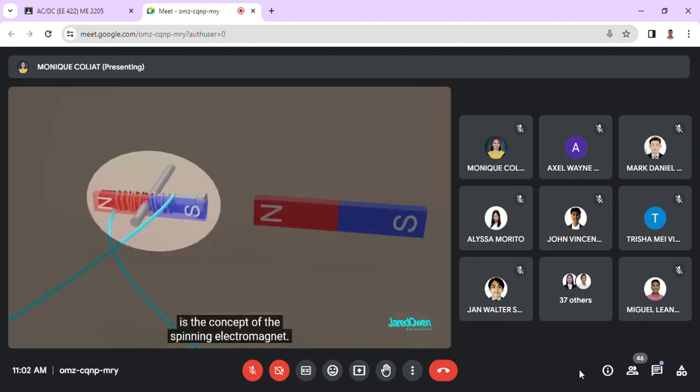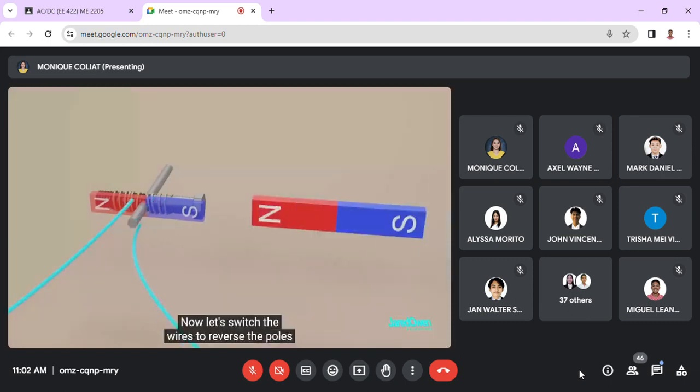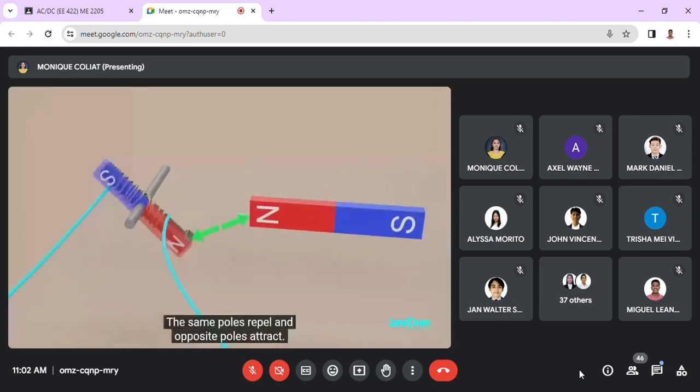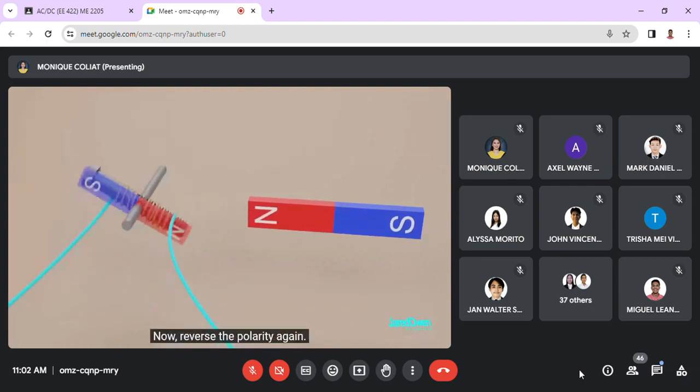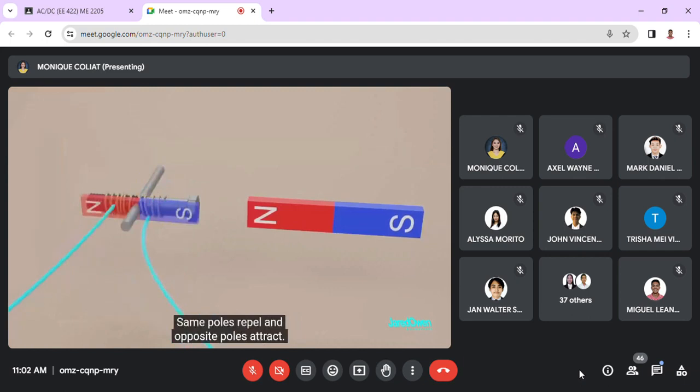The same poles repel and opposite poles attract. Now reverse the polarity again. Same poles repel, and opposite poles attract. If we keep switching the polarity, our electromagnet will just keep spinning.